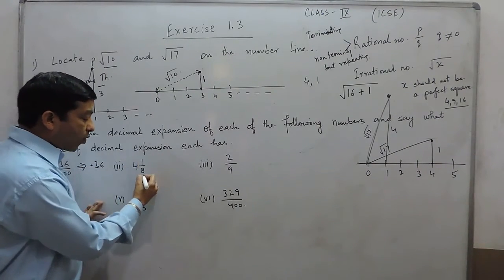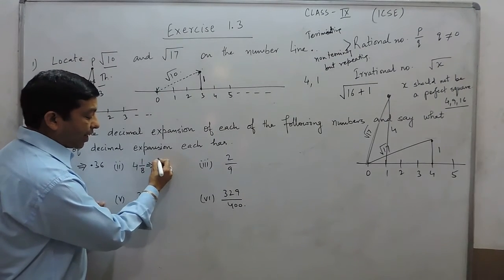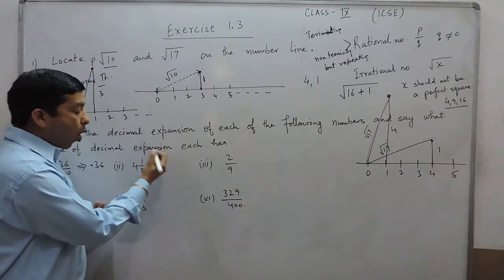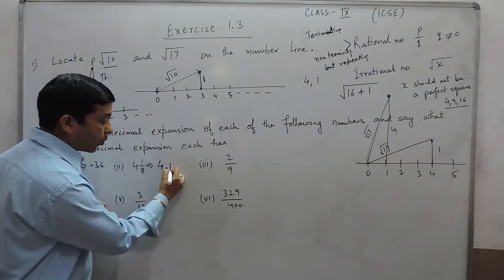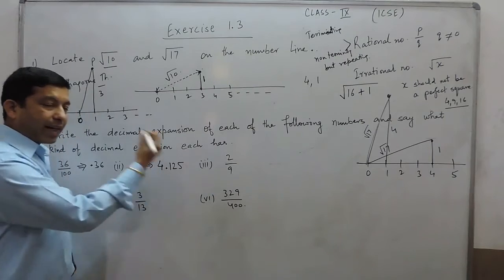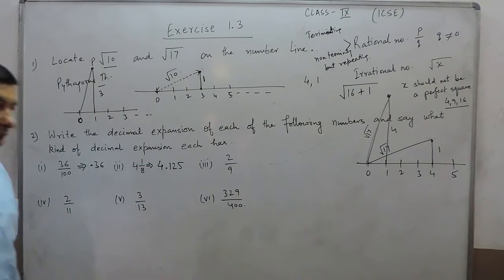If I am solving 4 1 upon 8, first of all we can write it as 33 upon 8, or directly we put the 4 and 1 upon 8 is 0.125. So directly I can write it as 4.125.